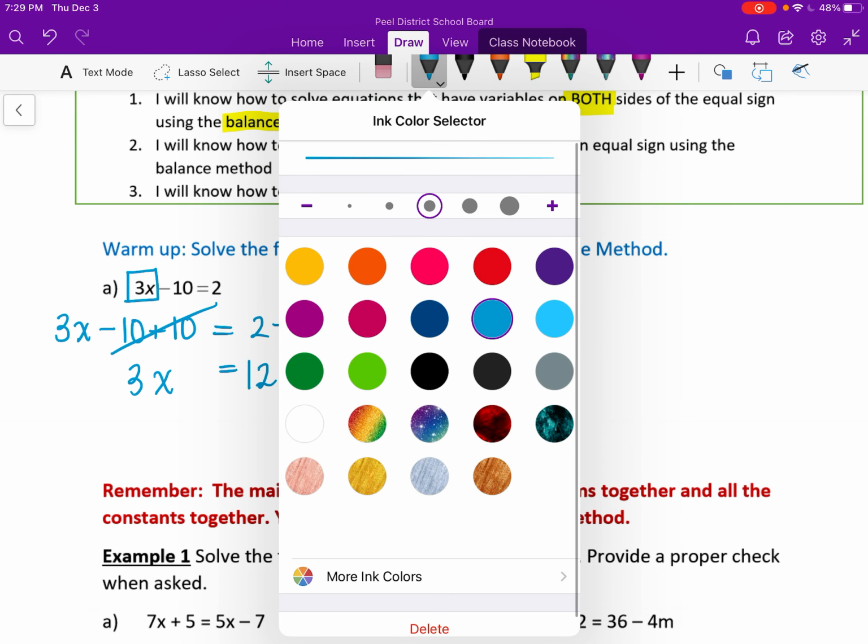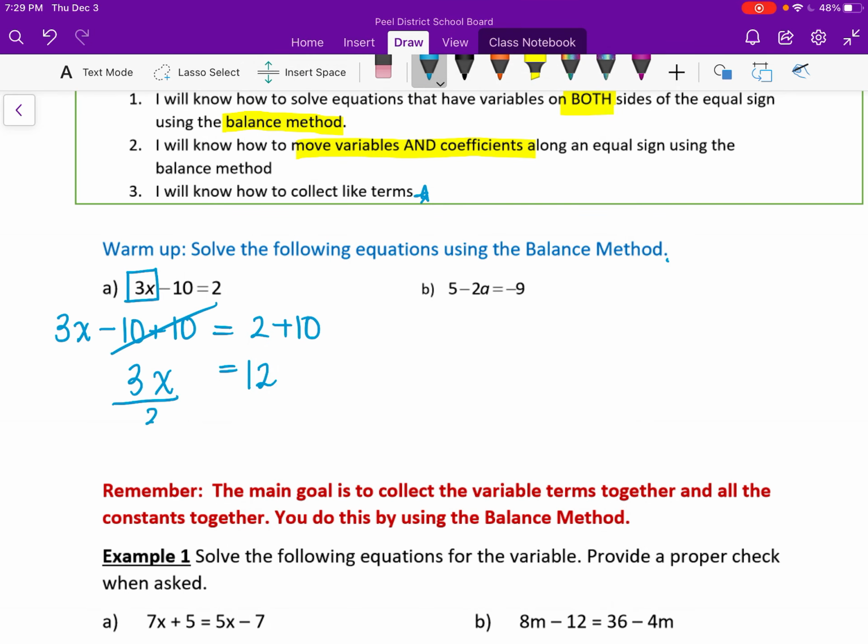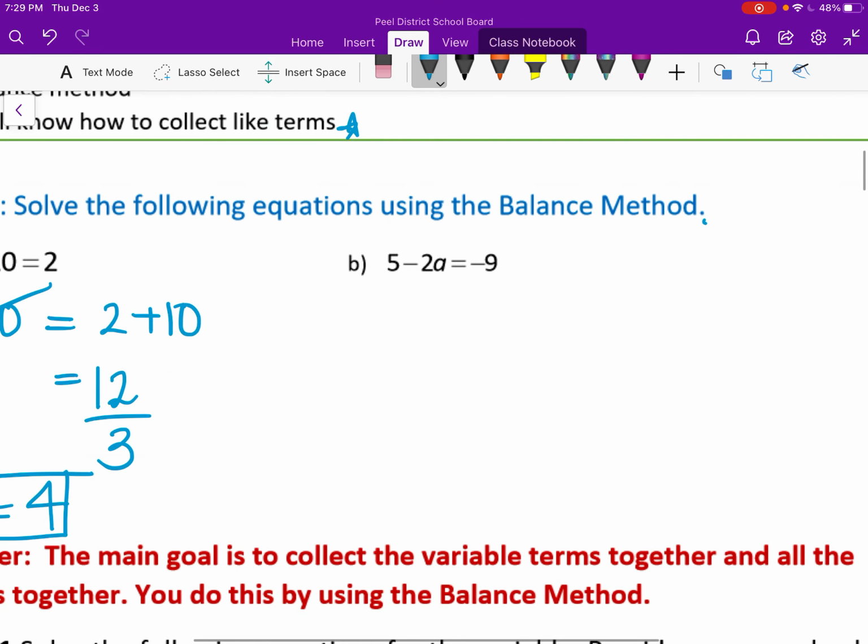And then I always want to isolate and get x by itself. So what I'm going to do is divide by 3, because it's 3 times x. I'm going to do the opposite. Cross out the 3's. x is equal to 12 divided by 3, which is 4. And that's my answer. So it's always going to be x is equal to, or a is equal to, or whatever it might be.